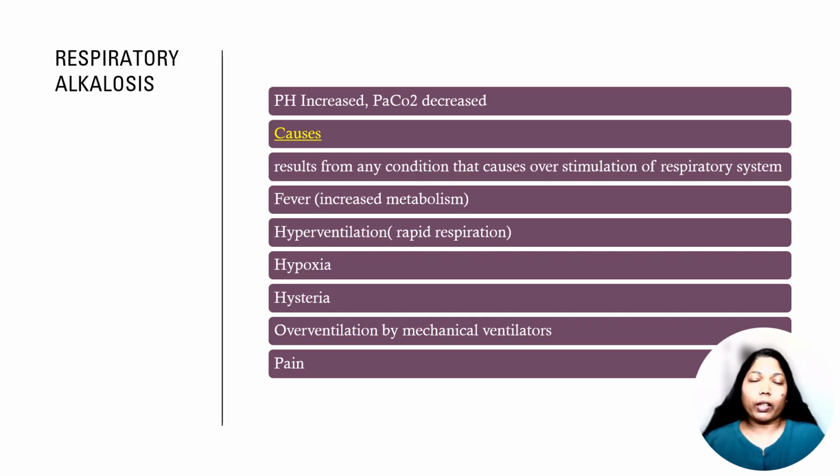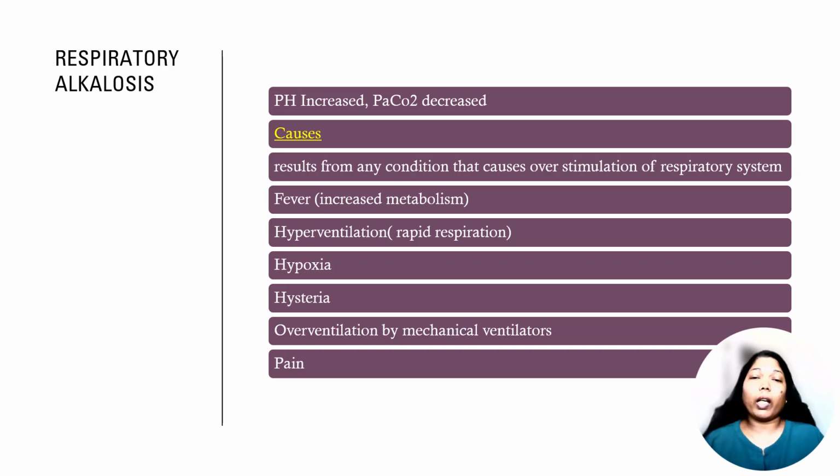The causes of respiratory alkalosis: it always results from any condition that causes overstimulation of the respiratory system. The conditions can be fever. When there is fever, there is increased metabolism that can eventually lead to rapid respiration. When there is rapid respiration, the CO2 is blowing off too quickly, so there is a decreased amount of CO2 inside the lungs as well as in the blood. It is the same as hyperventilation.